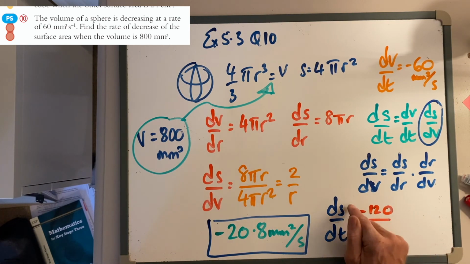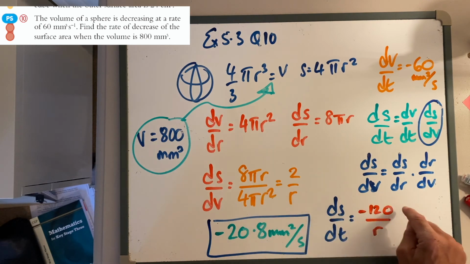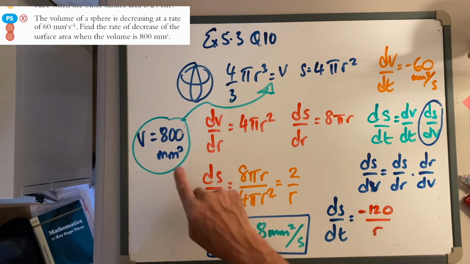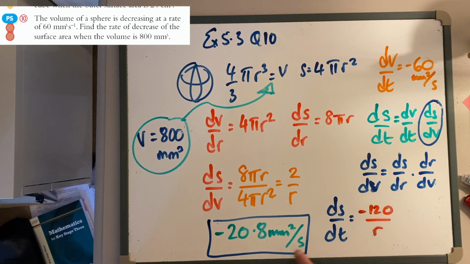So the rate of change of the surface area with respect to time is, in this particular question, dV/dt was minus 60, so it's minus 60 times 2 over r, so it's minus 120 over r. So that is the rate of change of the surface area with respect to time. I just had to find the value of r. This is when V is 800, and then just had to rearrange it here to find the value of r, put that on here, and there's my answer.